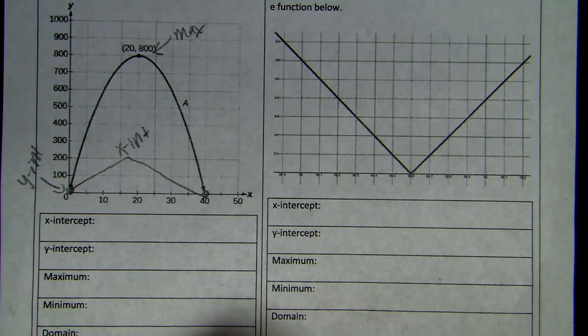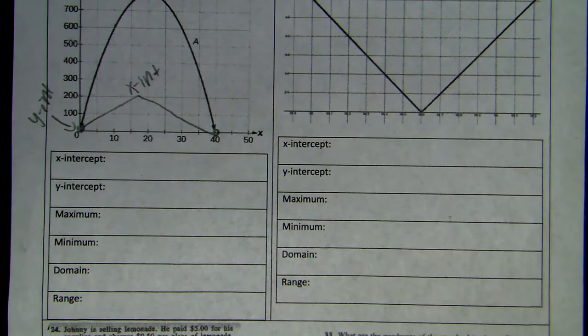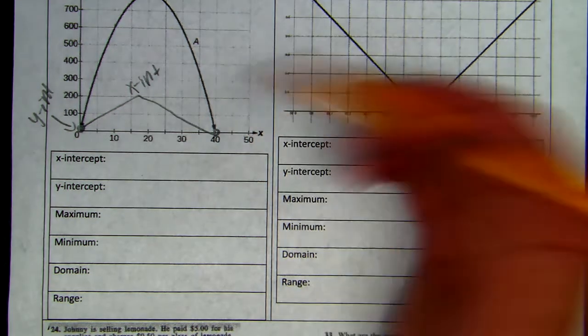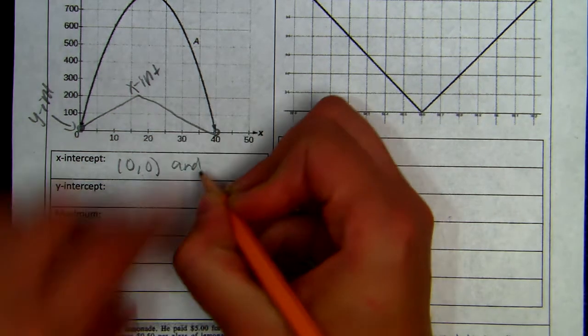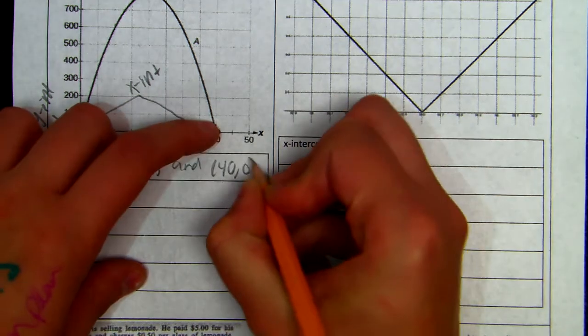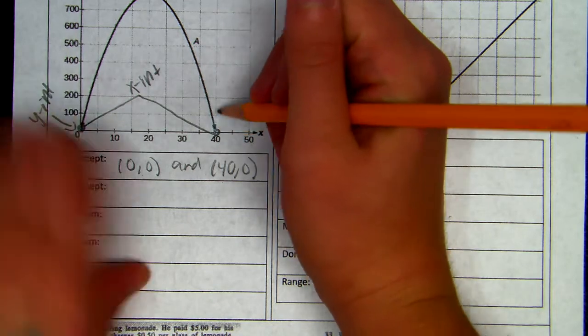So once again, domain is going to be our x values or our inputs, and range is going to be our y values or our outputs. So now let's put some specific numbers on this graph. We have our x-intercepts. We saw that our x-intercepts were 0, 0, and also this one, so 40, 0, because our graph here crosses the x-axis in two different places.